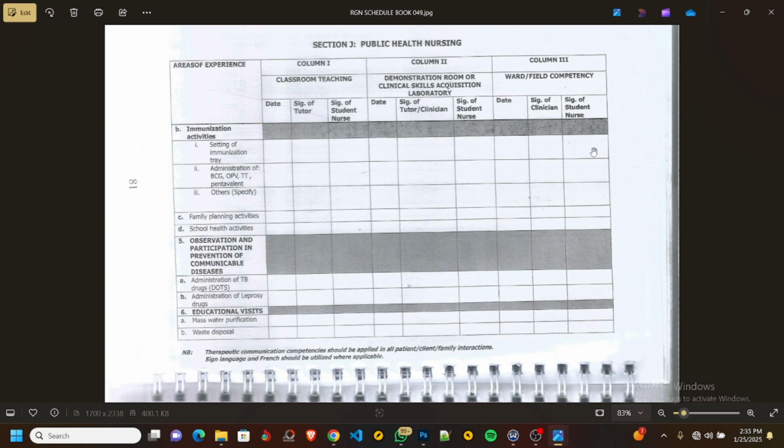And as I mentioned, it is not a must that you should do competency for all of them, but make sure you get 80% and above. So that is what we also have for public health nursing, and the trend follows the previous ones. So if you understand clearly, this is the same thing that you are supposed to do. So let's look at the next one.